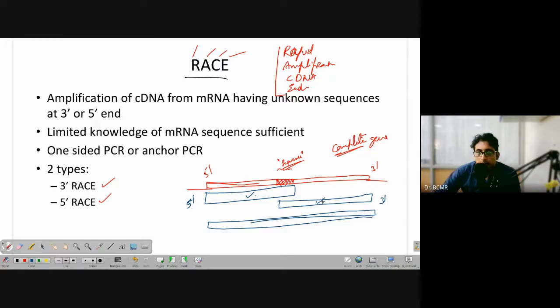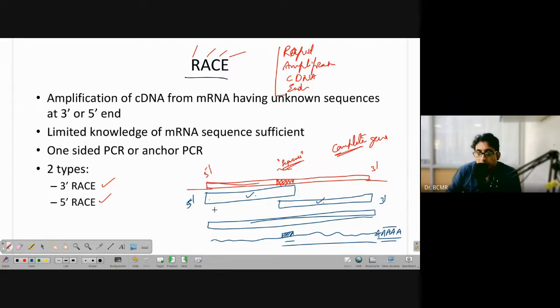3' RACE is easy because if we have the mRNA, we know at least one side of the sequence, right? It is the poly A tail. We are already saying that we know a little bit of the sequence. Then all we need to do is make a primer complementary to this region and amplify it. That's easy. What about 5' RACE?